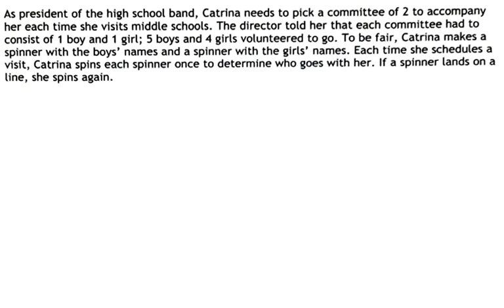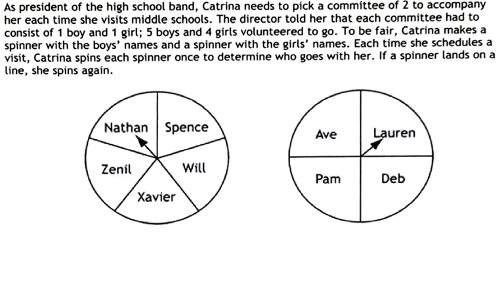Next little scenario, we have Katrina needing to pick a 2-person committee to accompany her each time she visits a middle school. She has 5 boys and 4 girls who have volunteered to go. So to be fair, she makes spinners with each person's name. And notice each person's name is listed exactly once.